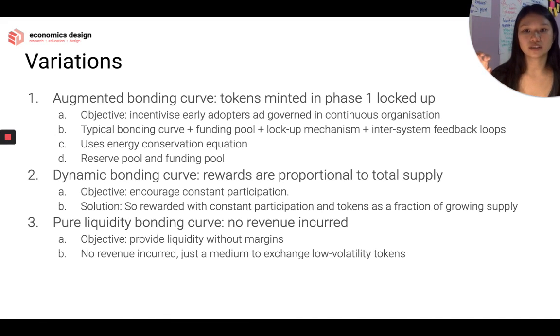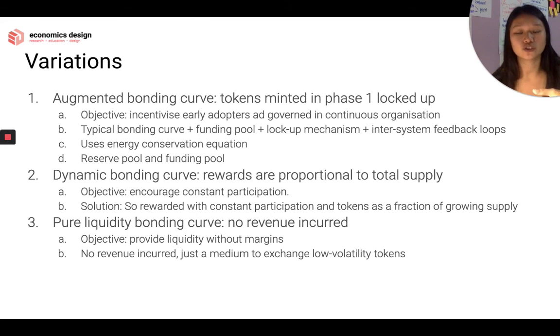The concepts taken into place are a typical bonding curve, a funding pool, a lockup mechanism, and inter-system feedback loops. It comes from first principles in physics, using the energy conservation equation. Basically, you have 2 pools: the reserve pool, which is the collaterals, and the funding pool, which is supported by the foundation. Every time a token is burnt, there's an exit fee, like an interest rate or transaction fee, that you have to pay.